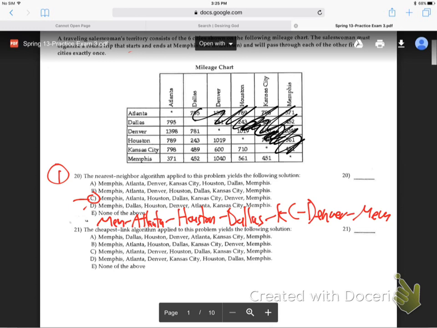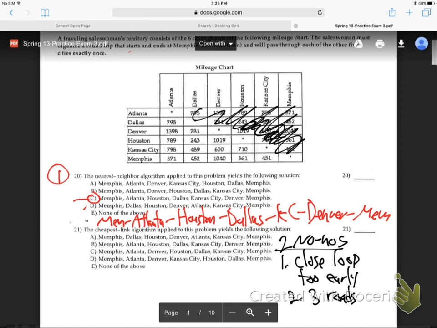Okay, here we go. Cheapest link, just start with the lowest. Remember the 2 no-nos? What are you not supposed to do? Don't close a loop too early, meaning with less than all the cities, right? Don't do that. And number 2, don't have 3 roads hit one city. That's the other no-no, right? You don't want 3 roads hitting one city because they just have 2. And then you don't want to close the loop too early.